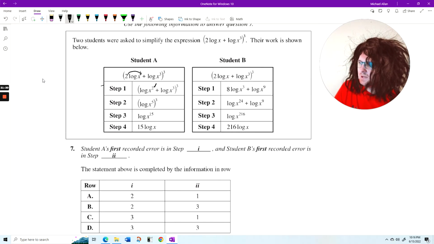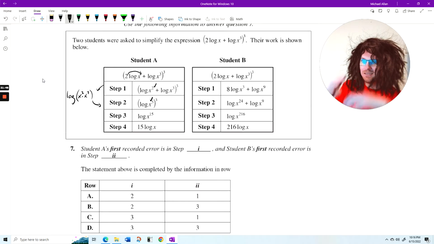Then this next step here, they didn't do the little intermediate step, but when you're adding two logs with the same base, you can multiply what's inside them, all right? So this is x squared times x cubed. When you do that, you add your exponents and you get 5. Perfectly fine. And now this next part is where the mistake happens.